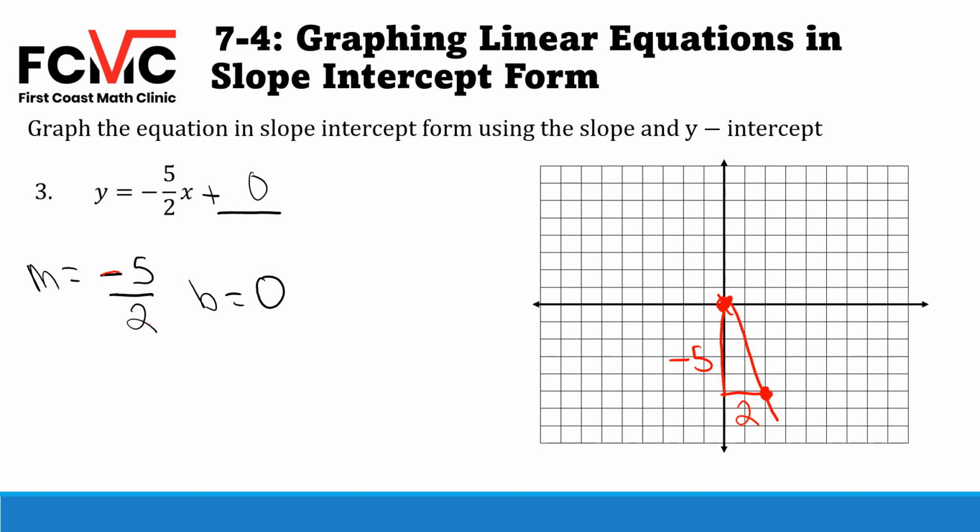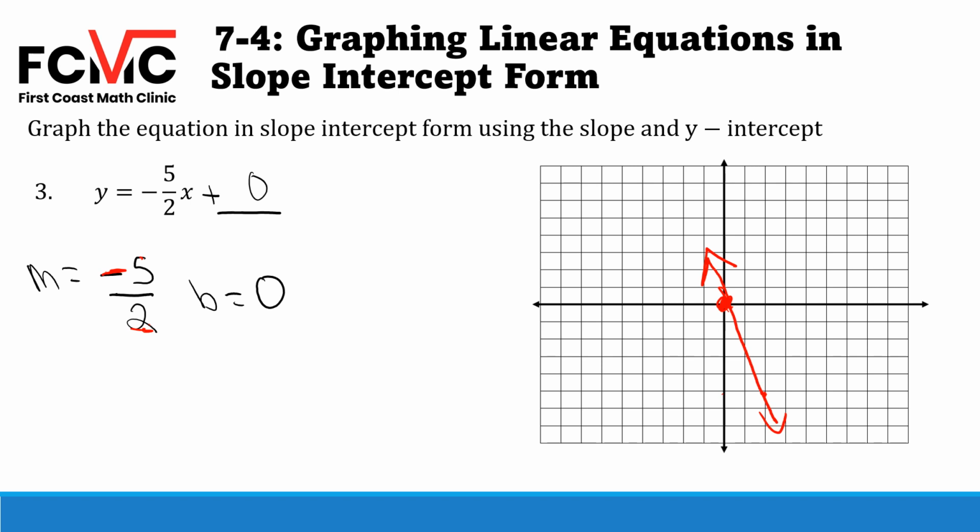Let me actually erase this line. I want to make this line a little neater. So we went down 5 and then right 2. Put the point. Again, that slope is giving us directions. It's telling us where we're moving. It's saying go down 5 and then go right 2. Got our point here, and then let's connect these points. So this is going to be our line. So that's the graph of our line.